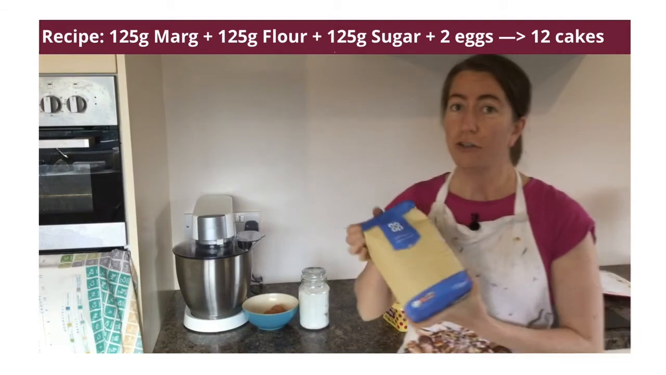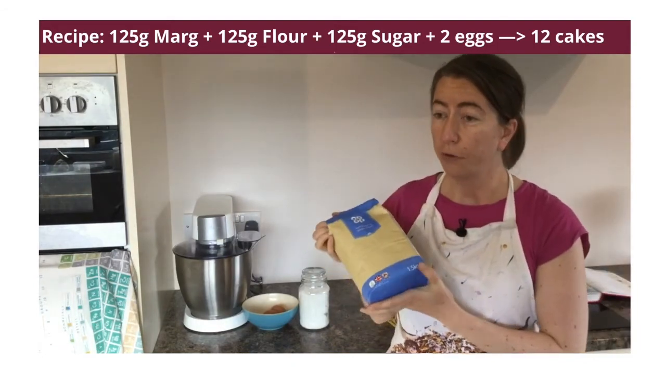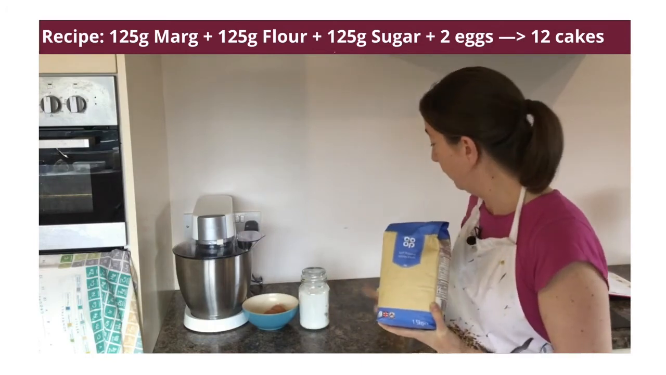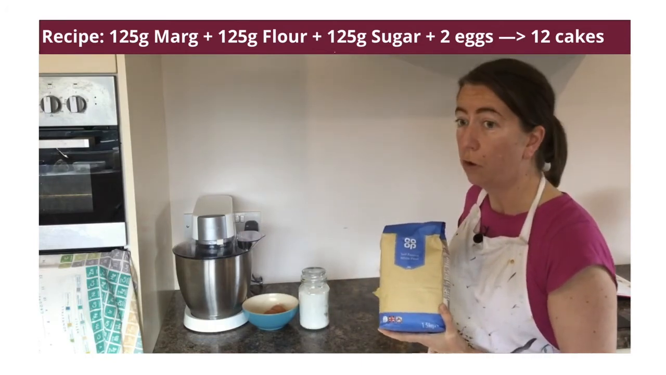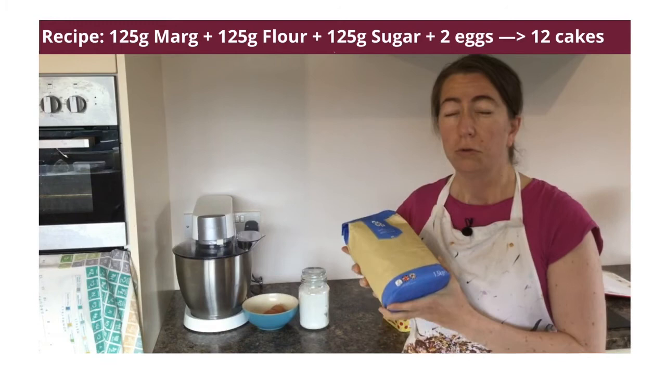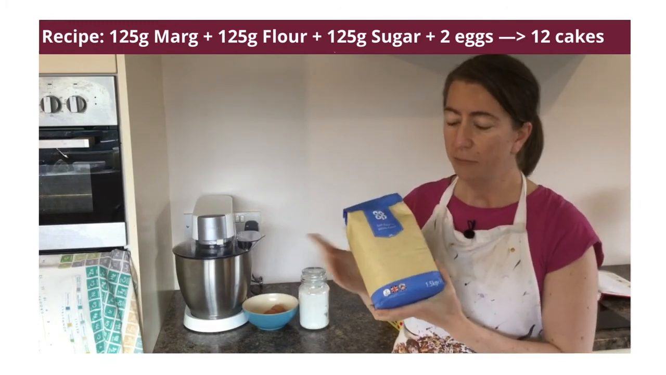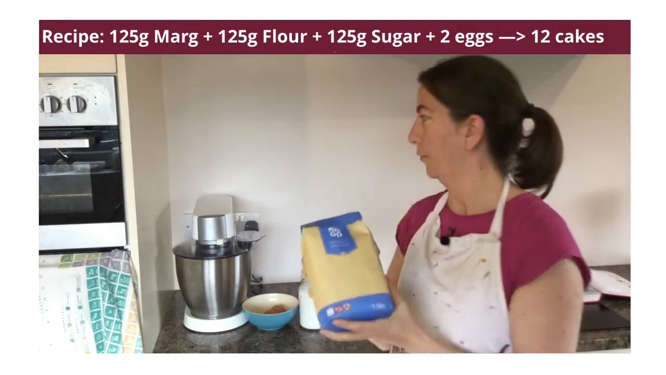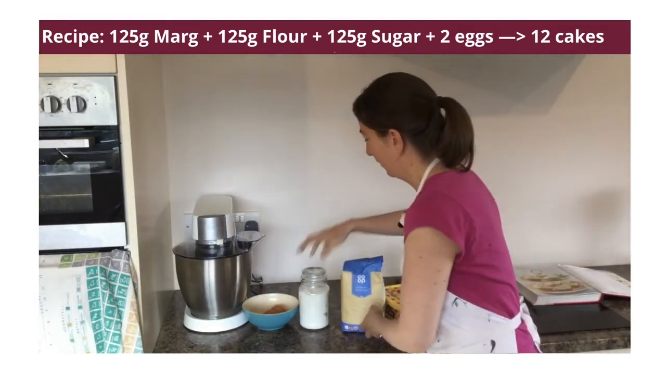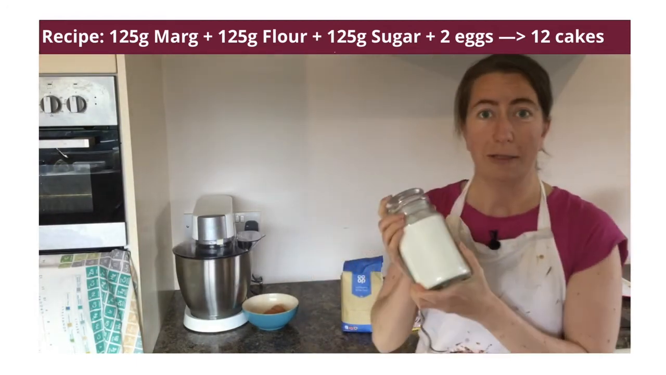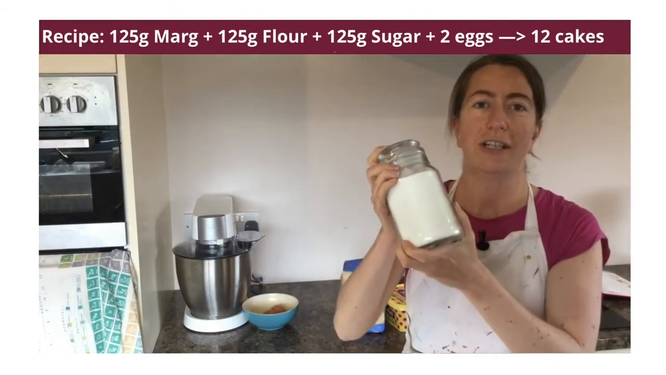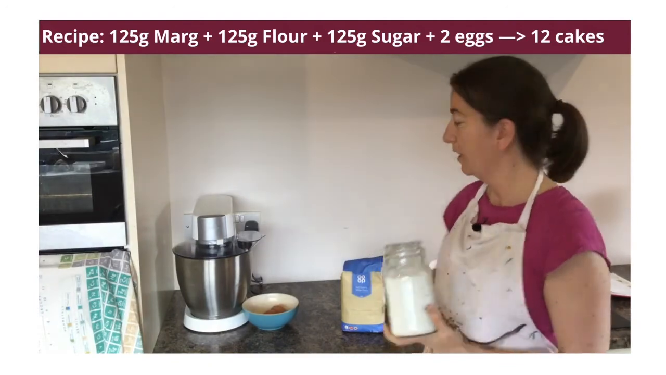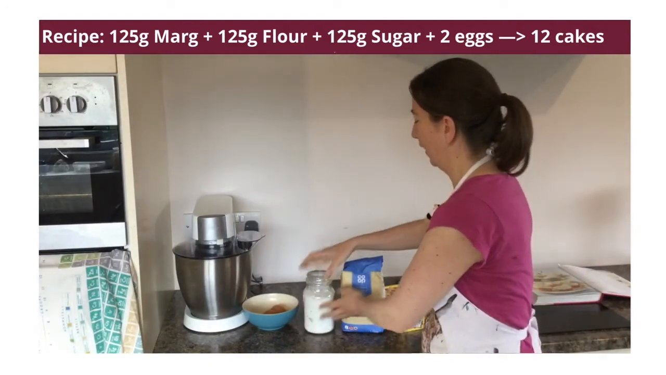Also need 125 grams of flour for 12 cakes. If I want to make the 48 cakes like I can make with all the marg I've got, 500 grams of flour. Oh, I've got 1.5 kilos. More than enough. 125 grams of sugar needed, and I've got 500 grams here. Again, I've got plenty, not just to make the 12 cakes, but to make 48 cakes.